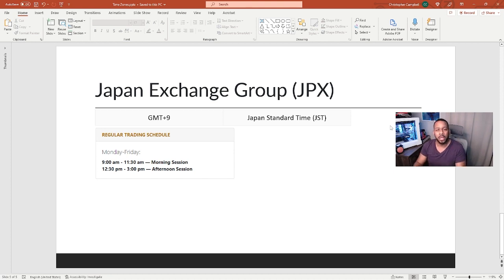Japan Exchange Group. They're plus 9 hours. That's Japan Standard Time. You see they have their regular trading time from 9 a.m. to 11 a.m. That's their morning session. And then they have their afternoon session, which is 12:30 to 3 o'clock p.m. Any time outside of those hours, the market will move, but there won't be high volume. And you want to stay within those high volume times to increase your chance of success during your trades. Again, in those off hours when the volume is low, you're more subject to being stopped out.